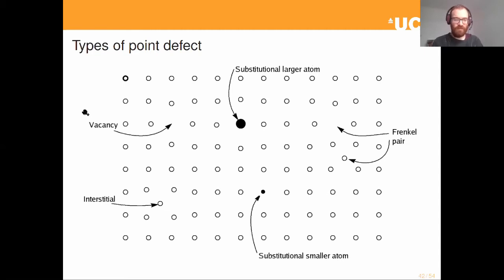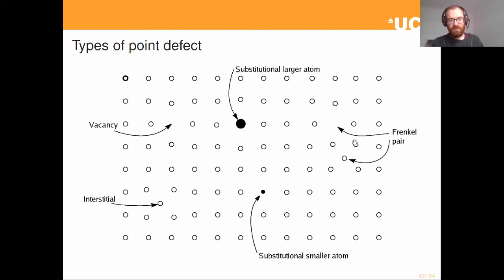You can get things like vacancies, which is where an atom is missing from its crystal site. You can see that the atoms around it will distort due to the presence of this missing atom. We can get interstitials, where atoms are not sitting on lattice sites at all, but are sitting at some point in between, an additional atom. We can get substitutional defects, where a different chemical element has placed an atom in the lattice where it shouldn't be.